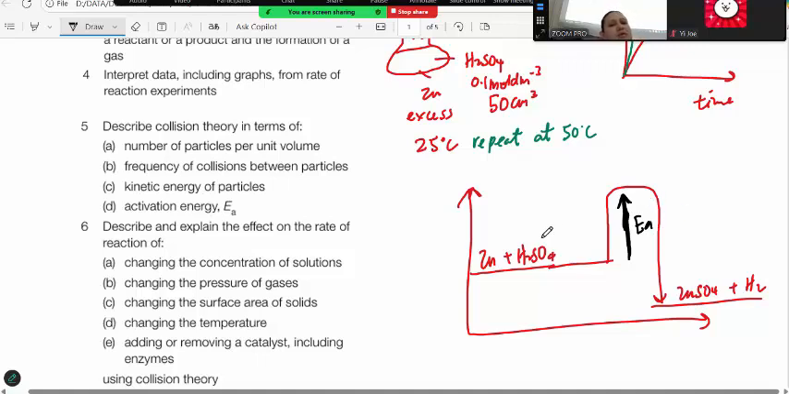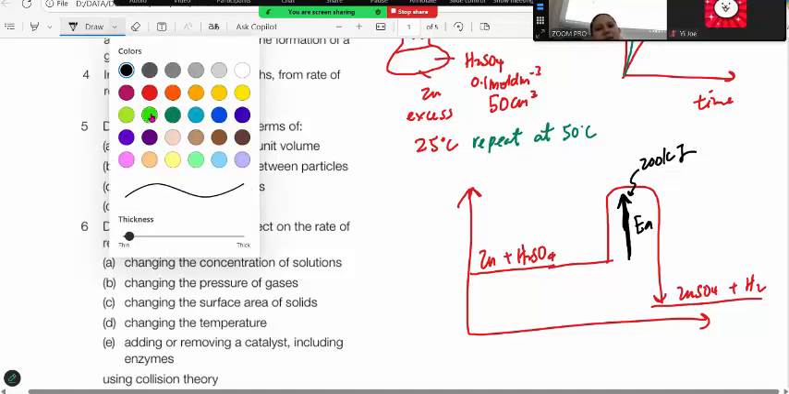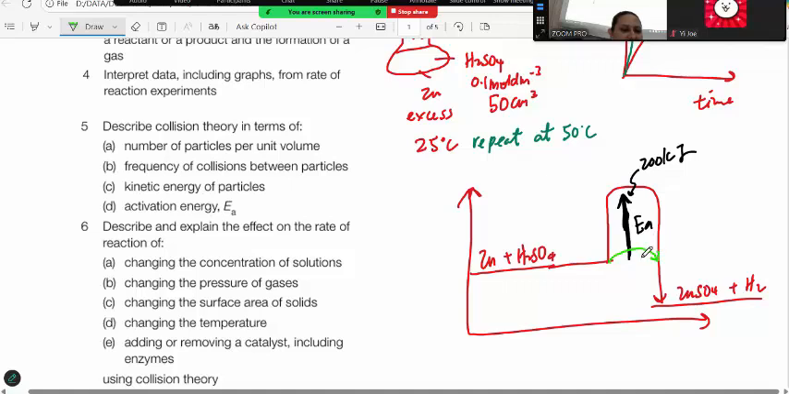In order for this reaction to occur, the zinc and the sulfuric acid must collide with, let's say, 200 kilojoules. You must have 200 ringgit, only then can you buy this product. Very expensive, right? If 200 ringgit, not that many people can buy. So today I give you a discount. Catalyst is like a discount. So instead of 200 ringgit, now you only need to pay 20 ringgit.